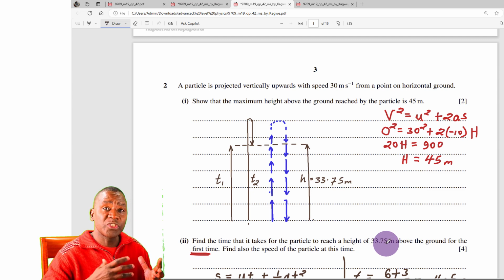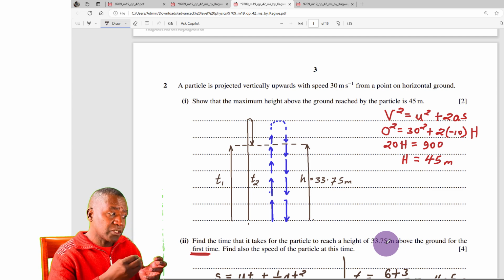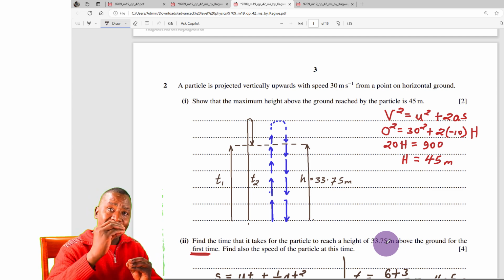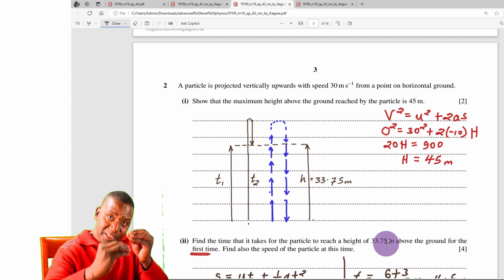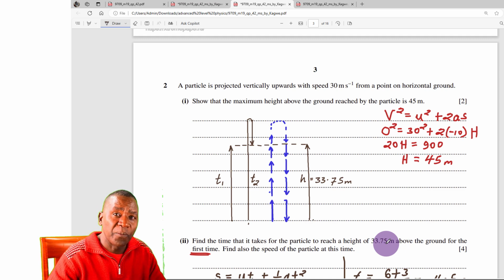I've seen other questions where they ask you to calculate the interval when the particle is above a certain value. I've also seen other questions where the particle is projected vertically upwards from the top of a storey building, so that when it comes back, it bypasses the storey building and moves all the way and hits the ground floor. All these questions employ the same concept.